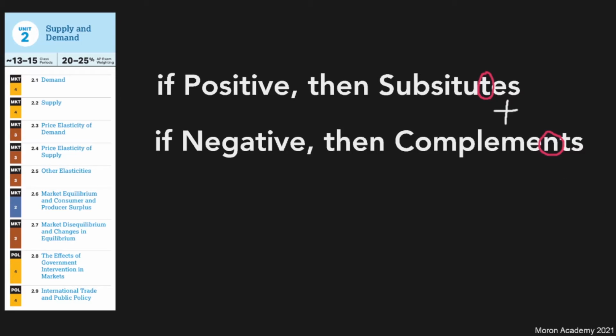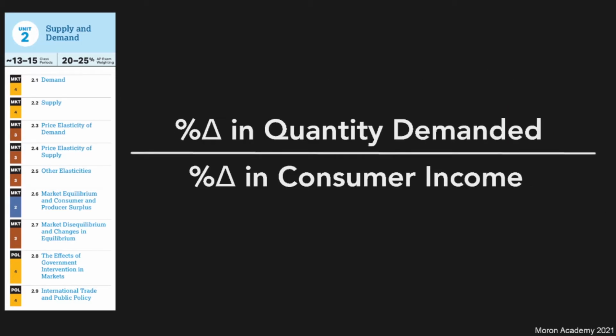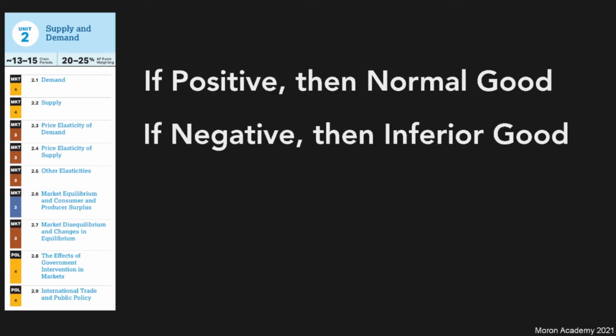Next, let's move on to the income elasticities. So this is the equation for income elasticity. It's percent change in quantity demanded over percent change in consumer income. This is usually easier since normally they just give you the consumer income and don't have you calculate it. But if this number is positive, it is a normal good. If it's negative, then it is an inferior good.